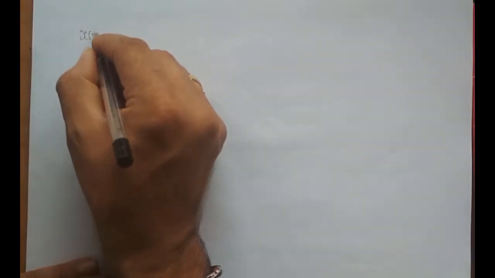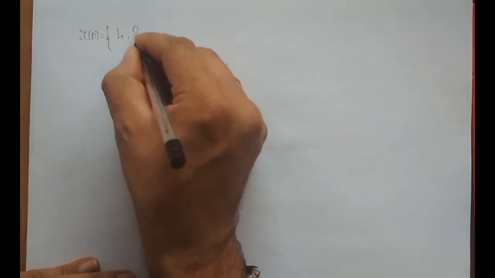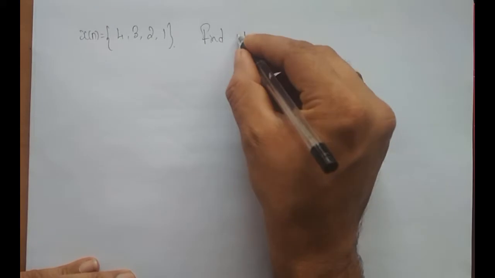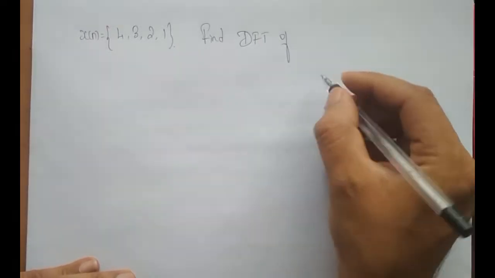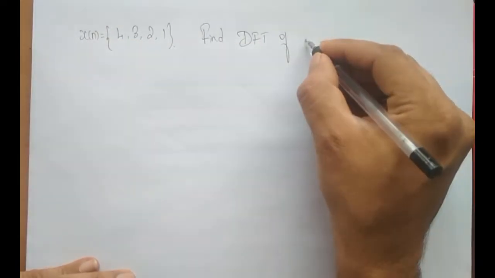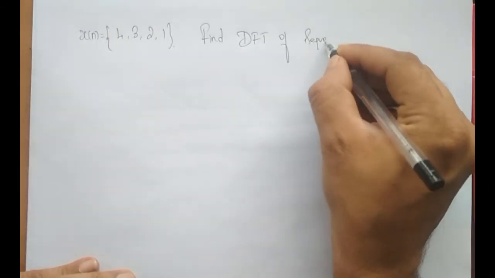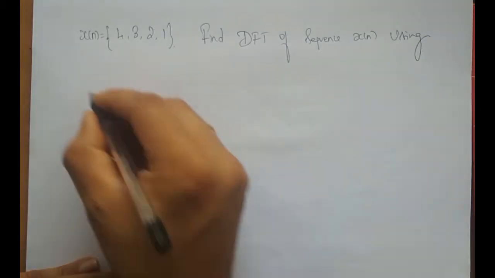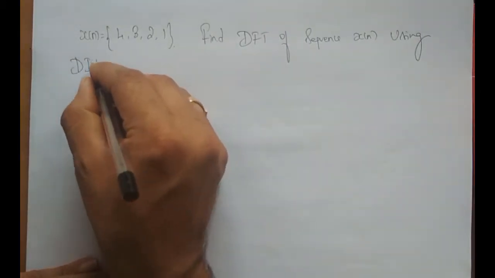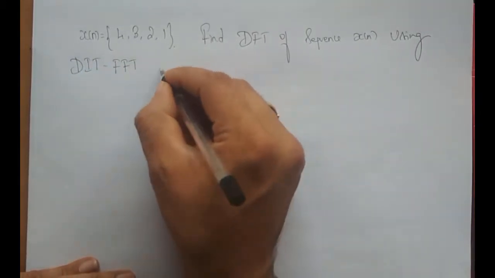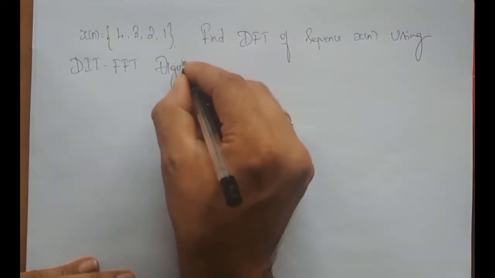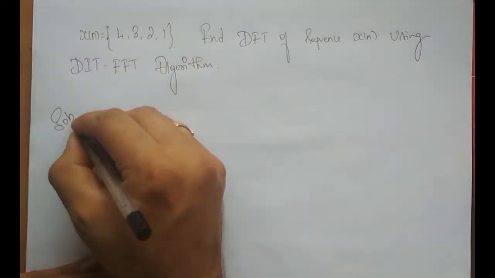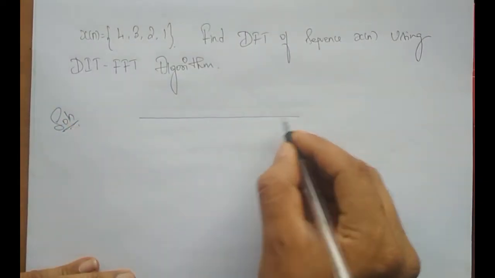Here x of n sequence is 4 3 2 1. So I have to find the DFT of this sequence x of n using the DIT FFT algorithm. Okay, so solution, we shall write the flow graph.